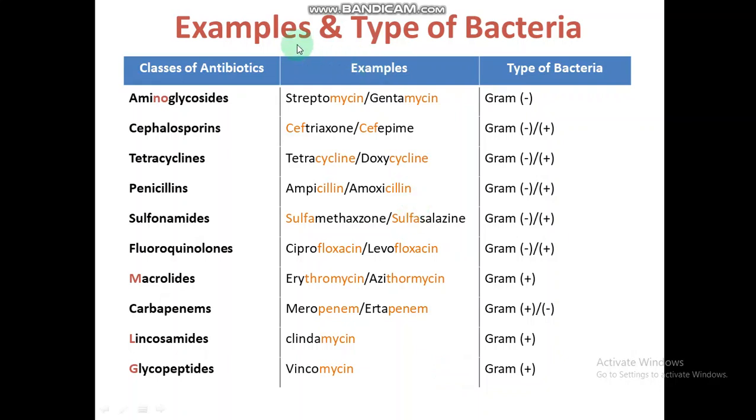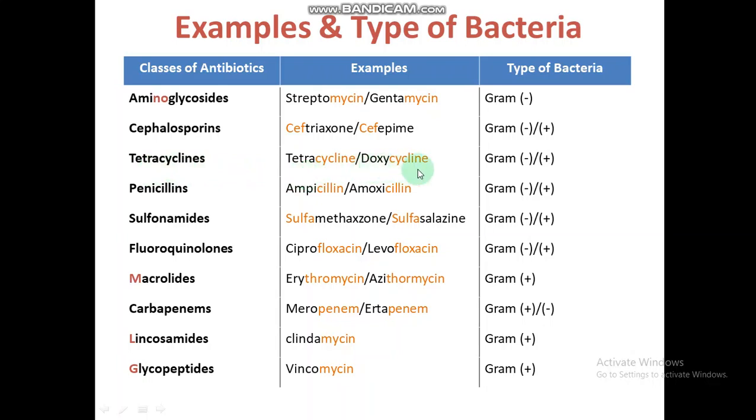Examples and type of bacteria. For these classes we have different examples of medicines or drugs. Like aminoglycosides, the medicines are streptomycin and gentamicin, and they act on gram-negative bacteria. Cephalosporins, the examples are ceftriaxone and cefepime, and they act on gram-negative as well as positive bacteria.